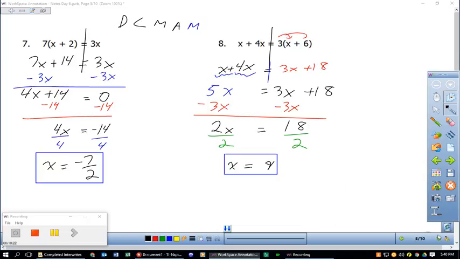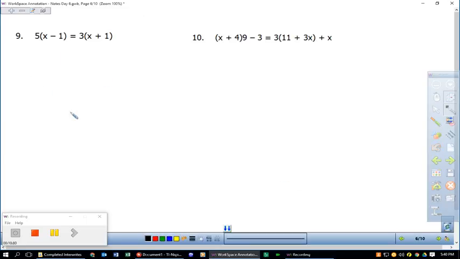Okay, number 9. Distribute, combine like terms, move variables, add, subtract, multiply, divide. Don't call me a monster. So yes, we can distribute. Actually, I'm going to go ahead and distribute in both places at the same time. Distribute the 5 there. I'm going to get 5x minus 5. And over here on the right, I'm going to get 3x plus 3.